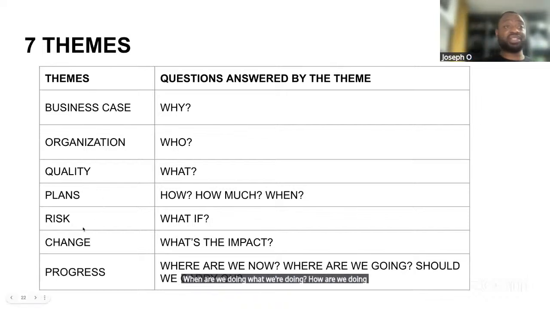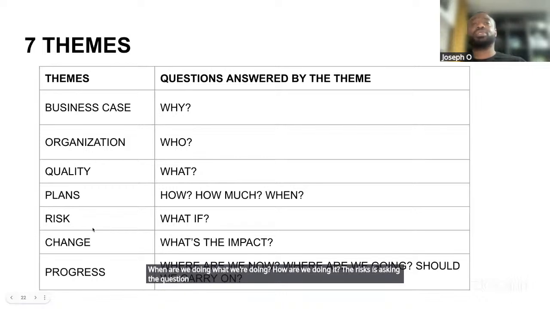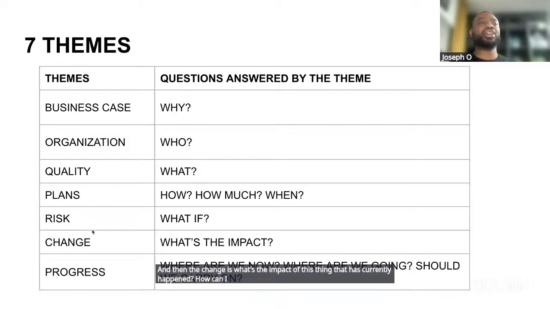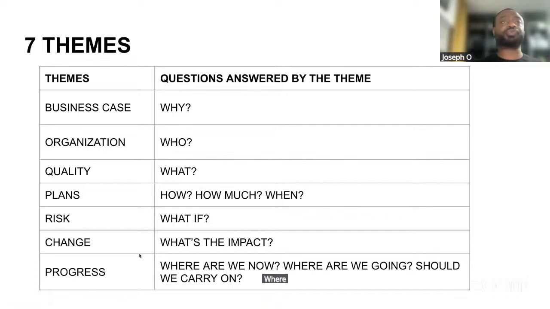The risks is asking the question, what if this happens? What if that happens? How am I mitigating it? And then the change is, what's the impact of this thing that has currently happened? How can I ensure that the impact is absorbed within the project, or we actually eliminate it from impacting the project? And then the progress talks about, where are we now? Where are we going? And should we carry on?